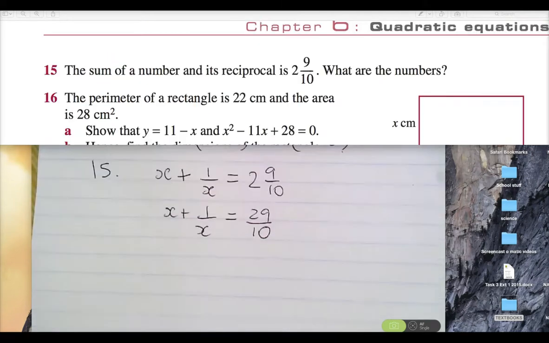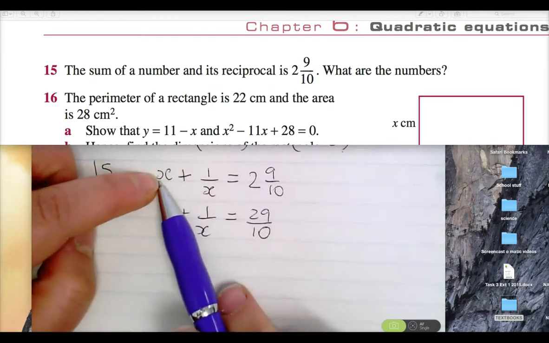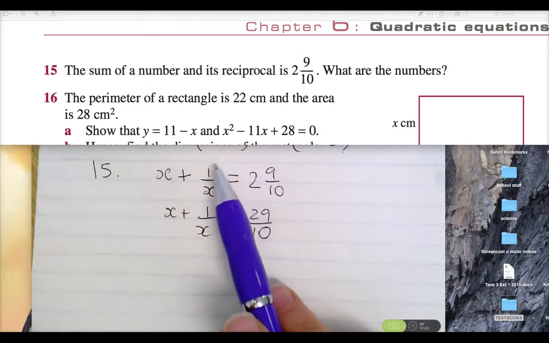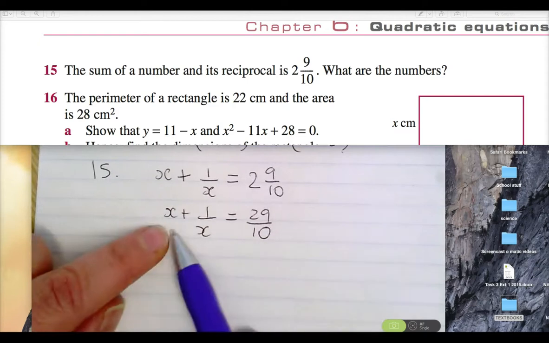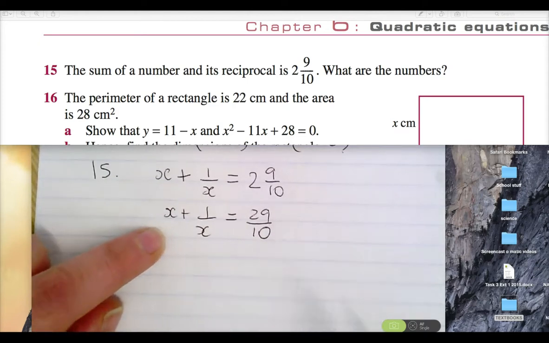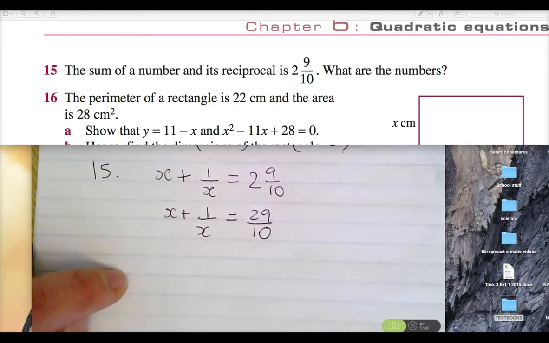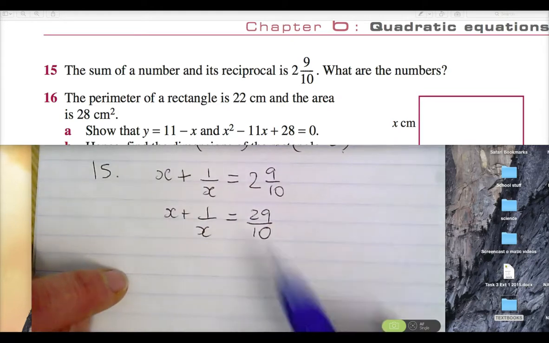Girls, question 15 in exercise 6.6. The sum of a number and its reciprocal is 2 9/10. Let the number be X. The reciprocal of a number is 1 over the number. So X plus 1 on X is 2 9/10. Changing this to an improper fraction, X plus 1 on X is 29 on 10.